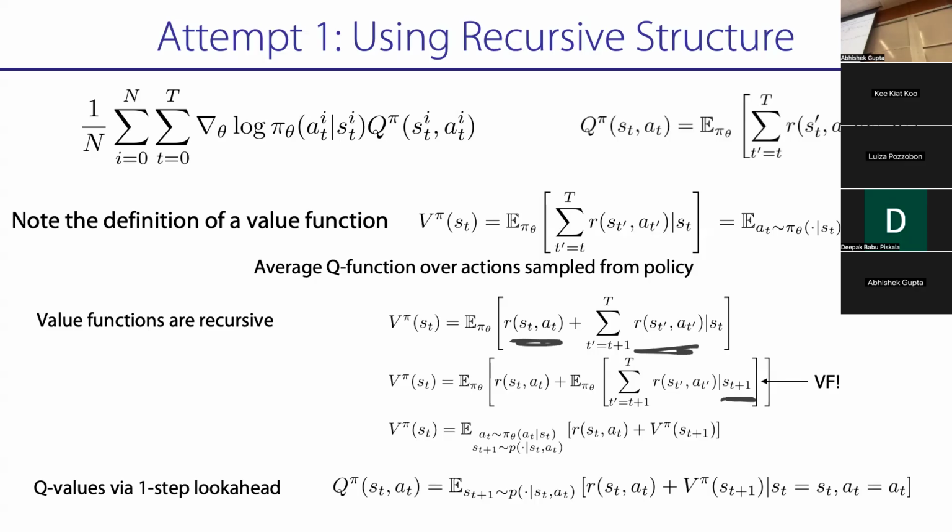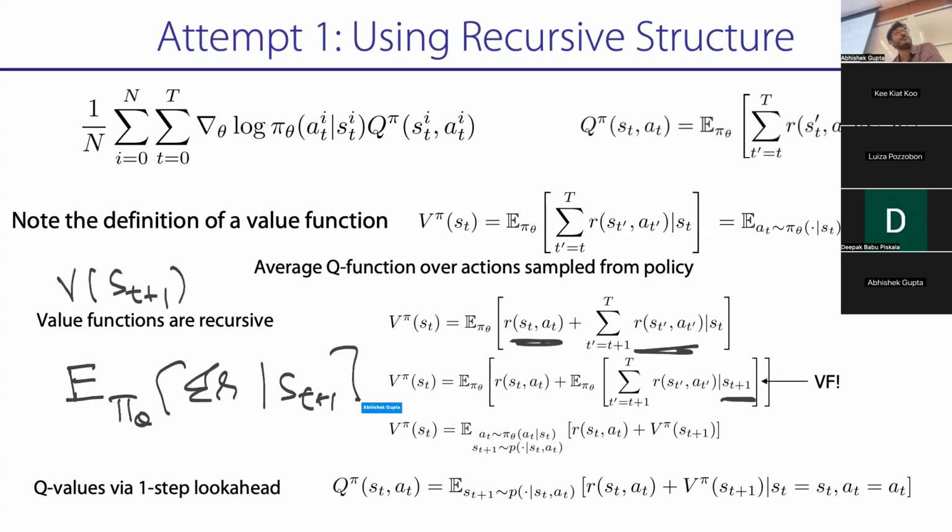If you look at the definition of the value function, the value function at some state ST plus 1 is an expectation under pi theta of the sum of rewards starting at ST plus 1. That's the definition of the value function. So if I look at the second term, it's like saying I started from ST plus 1 and went onwards, and that is exactly the same as the definition of the value function. You can think of this as all the rewards from now till the future, and that is equal to the reward now plus the sum of rewards.